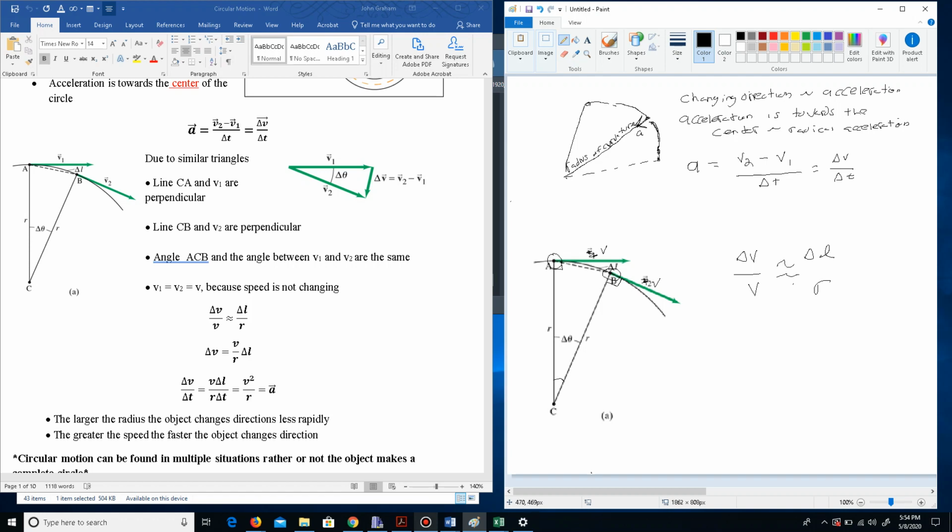Right? And so we can solve this for delta V. Oops, I don't need a similar sign. Equal sign. So delta V equals V over R delta L.